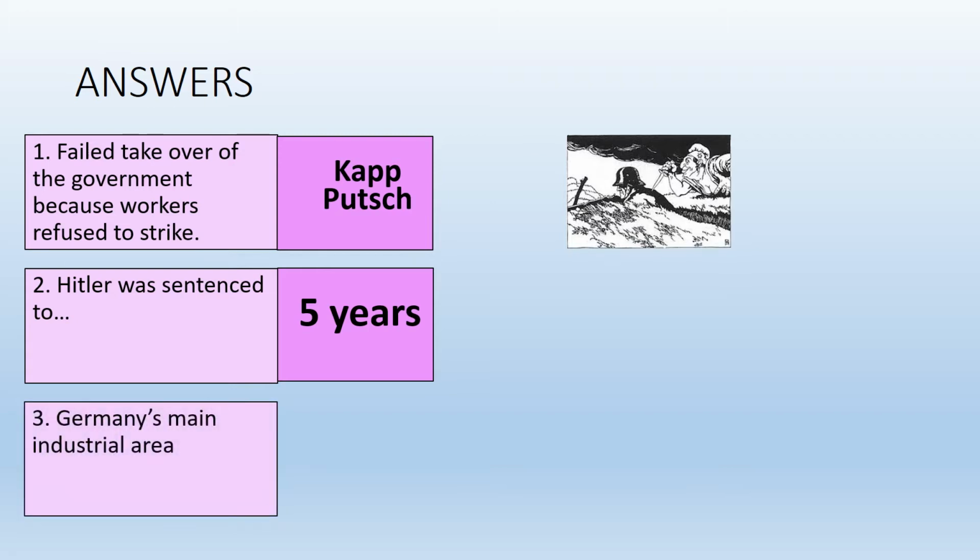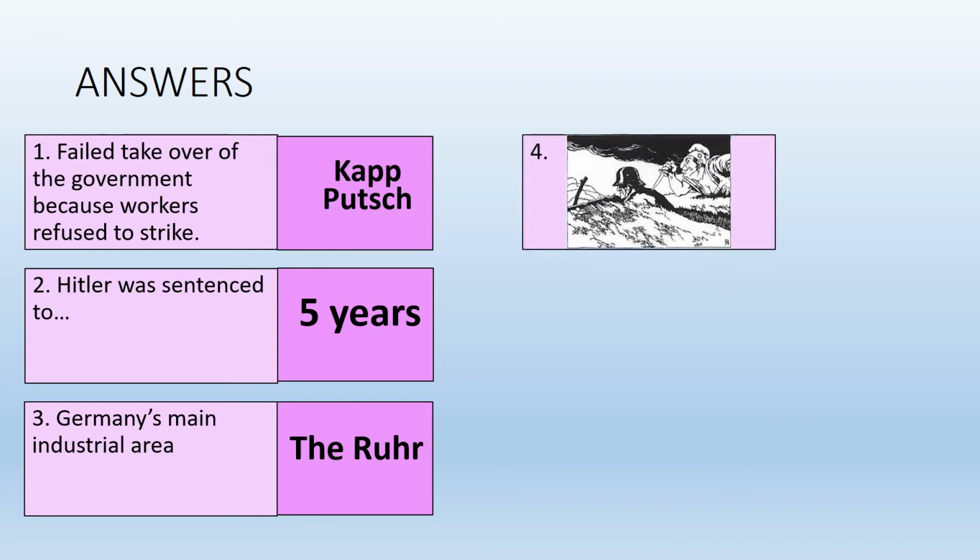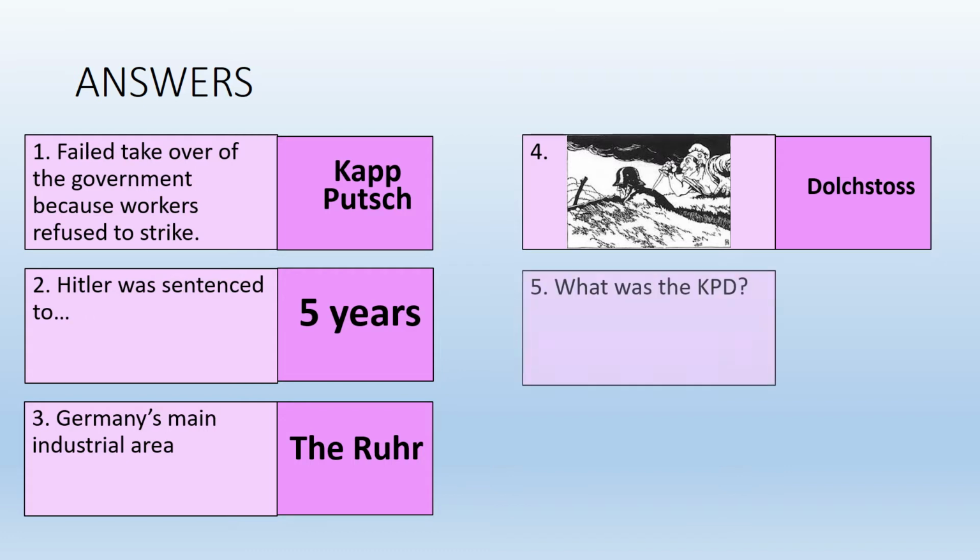Question 3, Germany's main industrial area. We learned this in our previous lesson. It was the Ruhr or the Ruhr Valley. Both are acceptable. Number 4, what is this an image of? Of course, it's Dolchstoss. And the English translation is, you got it right, it is to stab in the back.